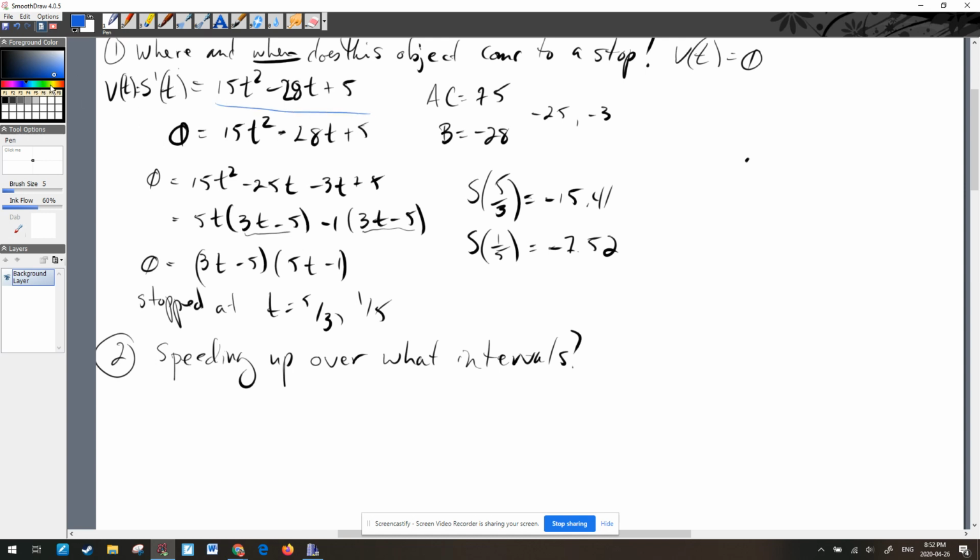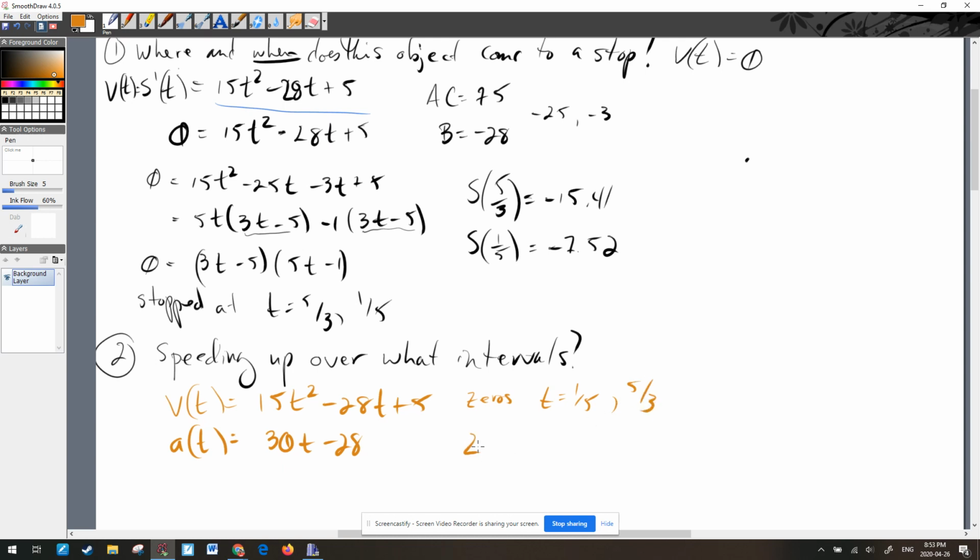I also am going to have to obviously get what my a at t is. So I'm going to rewrite v at t, which is 15t squared minus 28t plus 5. And then I'm going to need a at t. And we have that a at t is going to be 30t minus 28. Now, I know when the zeros are for this. I've already found the zeros, right? So there's zeros for v at t. So the zeros are at t equals 1/5 of a second and at 5/3 of a second.